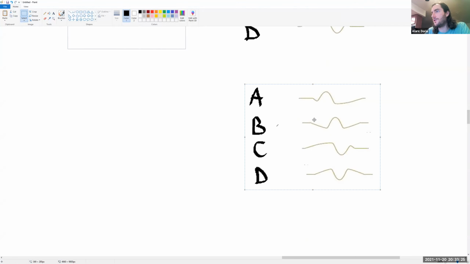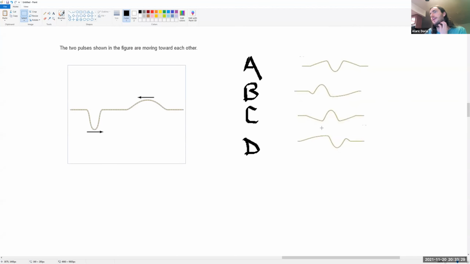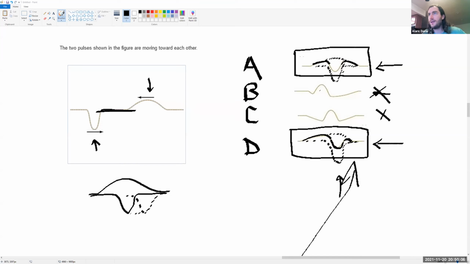We can forget about part two for a second, and we'll answer part two in a second. So we have two pulses shown in the figure, and they're moving towards each other. Which of the four choices here accurately represents the interference of the two waves as they cross paths? If you're watching on YouTube, just pause the video now and give this one a shot. I'm going to pause the recording, so I'll be back in just a blink of an eye. Okay, we're back. The recording resumes now.